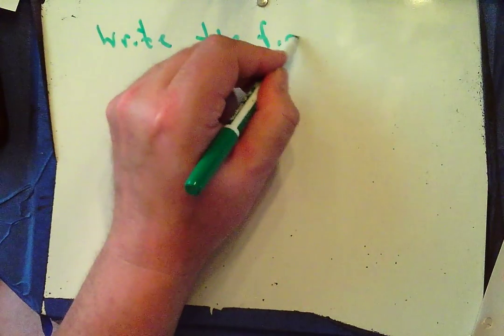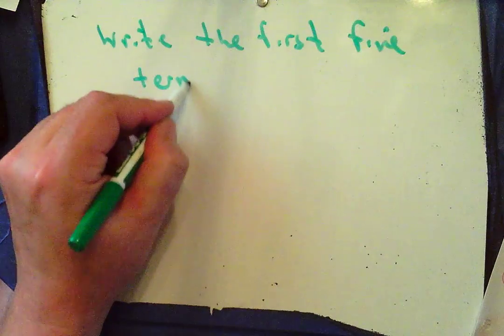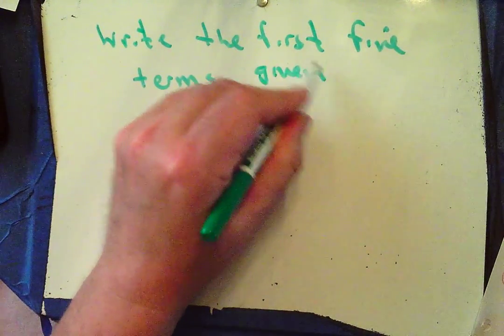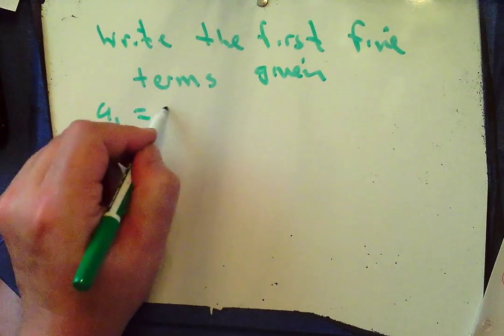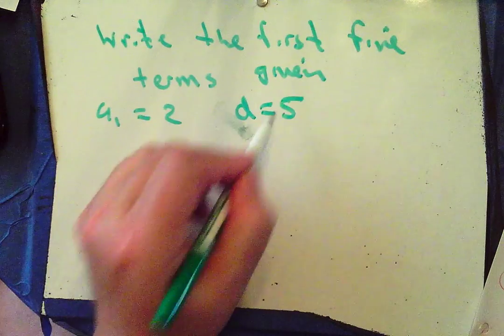Okay. So what's next on our list to do? On our list to do is write the first 5 terms given a sub 1 equals 2 and d equals 5.